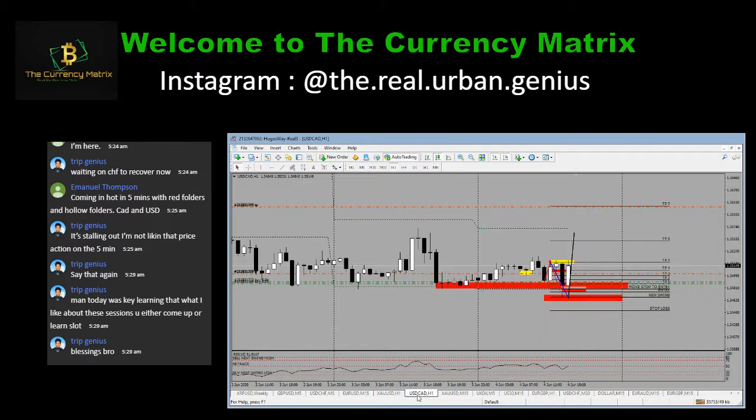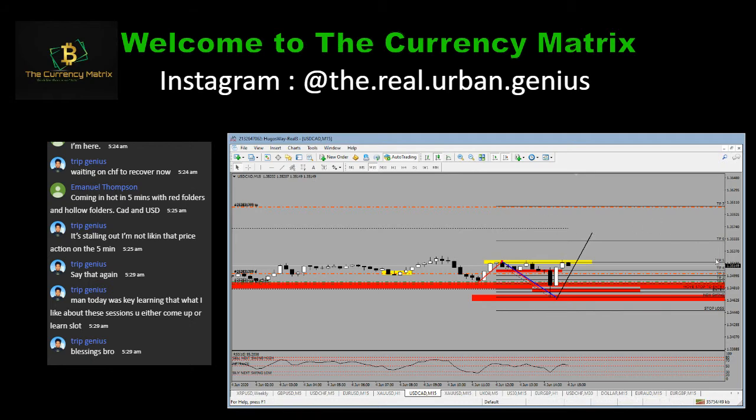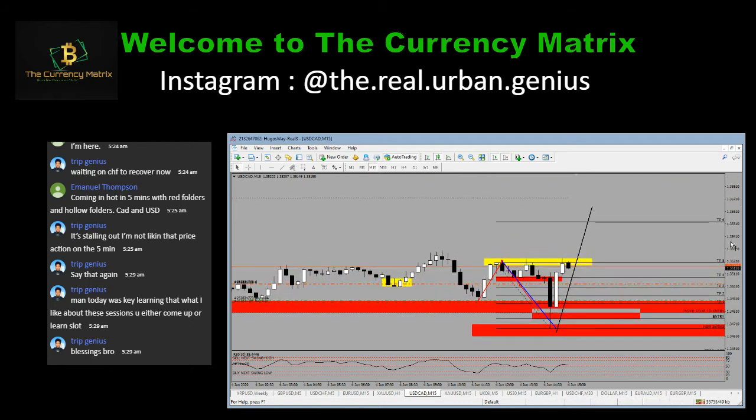Let's go look at CAD. Look how beautiful that turnaround was on CAD. Hopefully you guys caught that UCAD.